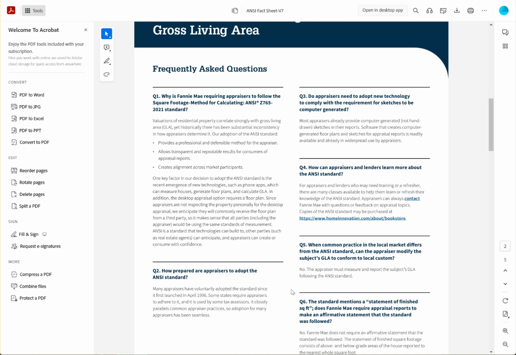Many appraisers have voluntarily adopted the standard since its first launch in April of 1996. Some states require appraisers to adhere to it, and it is used by some tax assessors. It closely parallels common appraiser practices, so adoption for many appraisers has been seamless.